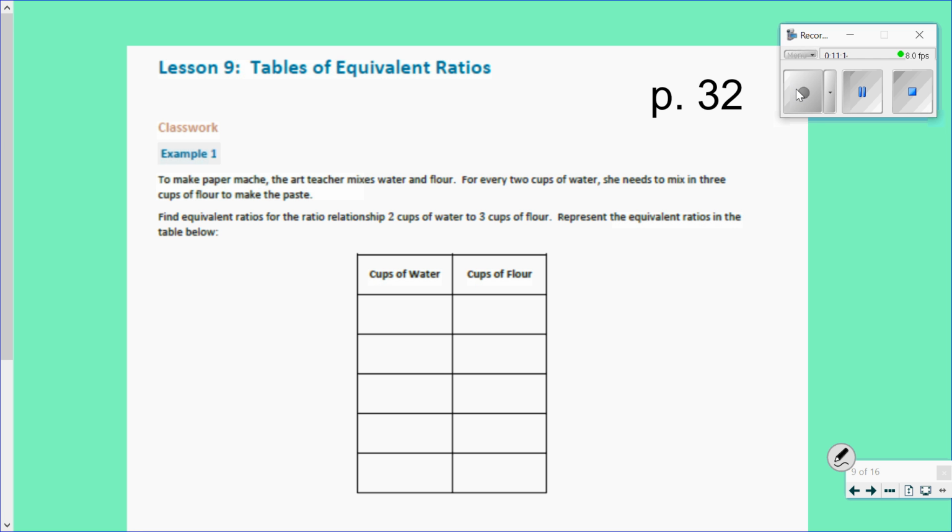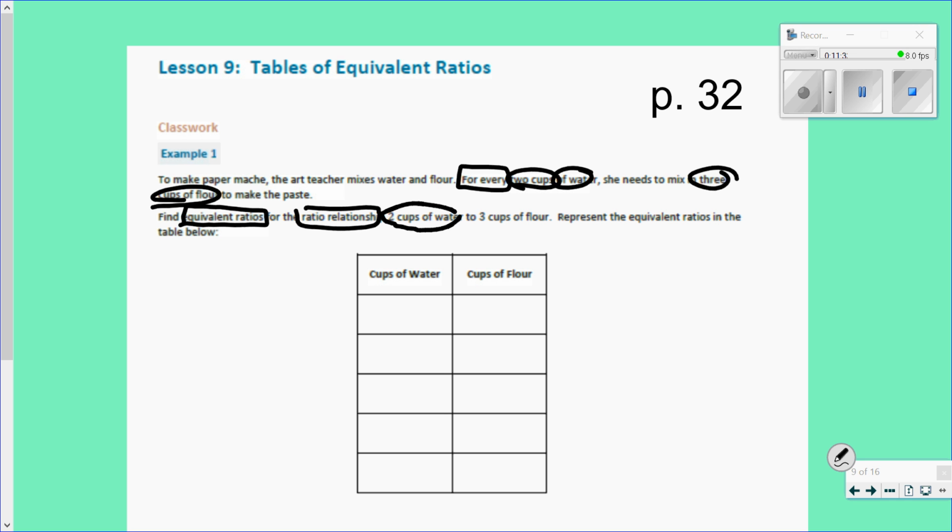So to make paper mache, the art teacher mixes water and flour. For every, that's a ratio term, we have 2 cups of water. She needs to mix in 3 cups of flour to make the paste. So find equivalent ratios for the ratio relationship, 2 cups of water to 3 cups of flour. Represent the equivalent ratios in the table below. So we have a find and we have a represent, 2 different things that we have to do.